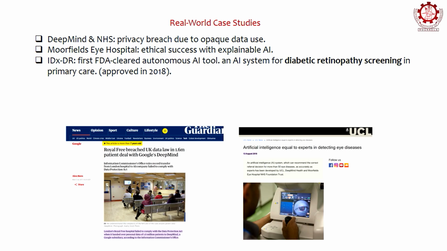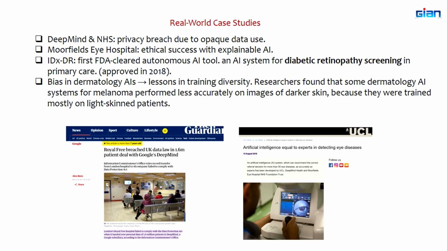In 2018, we had the first FDA-cleared autonomous AI tool. This was for detecting diabetic retinopathy in primary care. So it has also been shown, and this is a real-world use case where we found bias in dermatology AIs. So in this particular case, there was a training diversity issue.